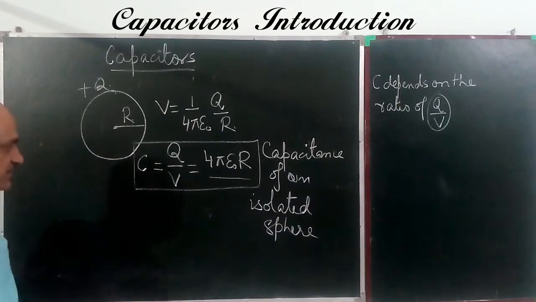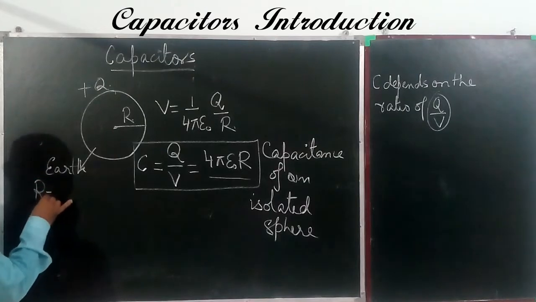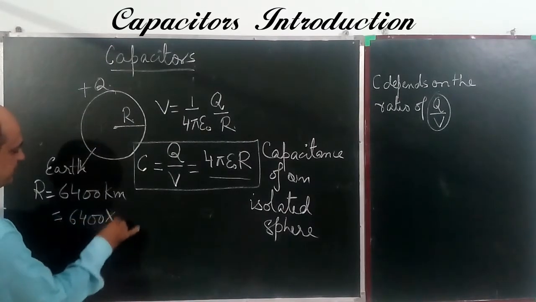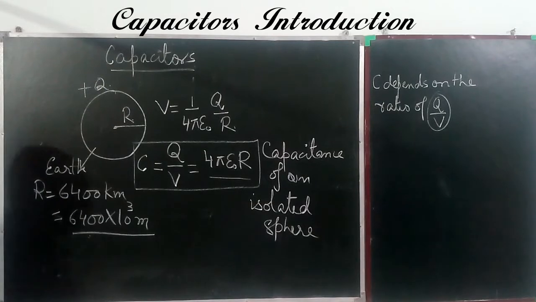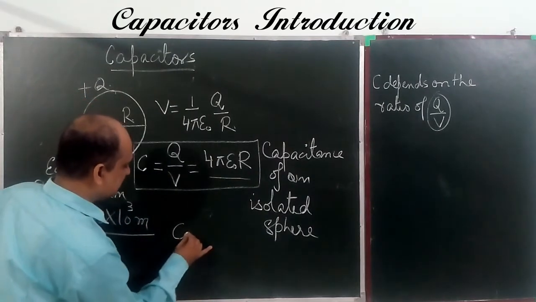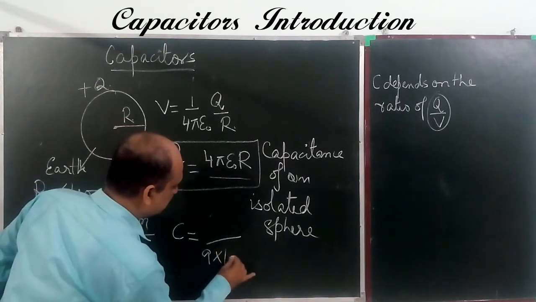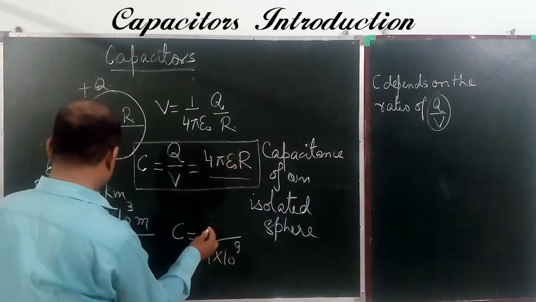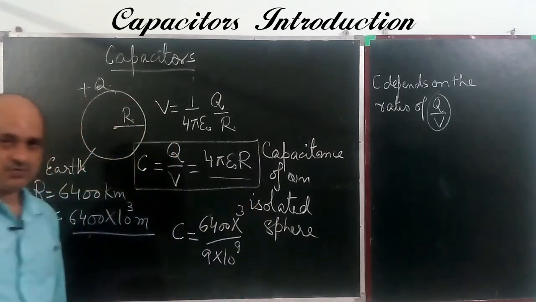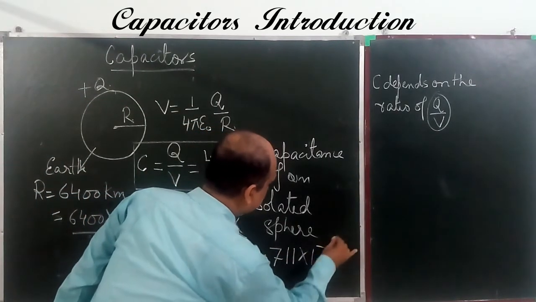Now one more thing is there from here. If we consider this sphere as Earth, we know that the radius of Earth is 6400 kilometer, or we can write 6400 into 10 to power 3 meter. Now if we want to calculate the capacitance, with the help of this formula we can write C is equal to the reciprocal of 1 upon 4 pi epsilon naught, so its value will be 9 into 10 power 9 in the denominator, and R in the numerator, that is 6400 into 10 to the power 3. When we solve it, we will get the value 711 into 10 power minus 6 farad.